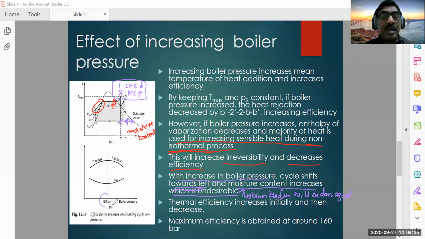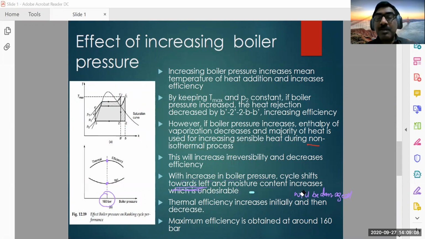Typically at 160 bar, the efficiency will be maximum and the specific steam consumption is minimum. So the maximum efficiency is obtained at around 160 bar for a typical steam power plant. So these are the effects of operating parameters on the efficiency of the Rankine cycle, right? I hope you understood the effect of each and every variable.